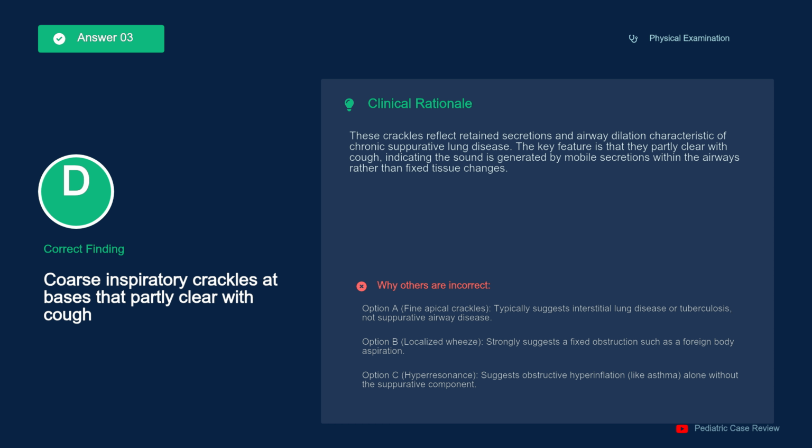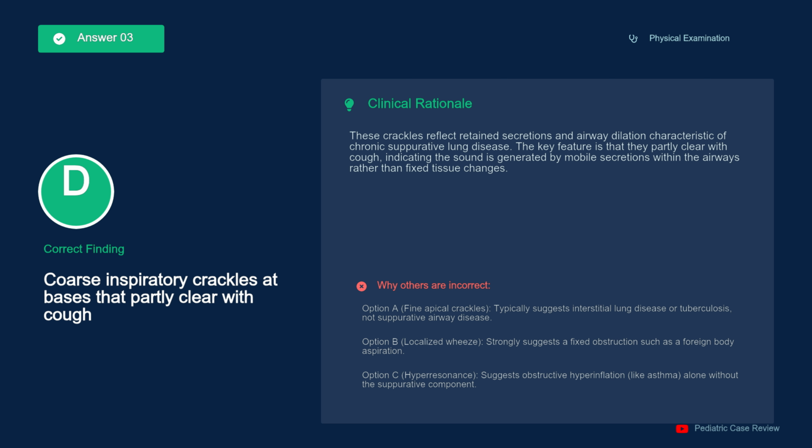The correct answer is D, coarse inspiratory crackles at the bases that partly clear with cough. These crackles reflect retained secretions and airway dilation characteristic of chronic suppurative lung disease and bronchiectasis. The coarse quality indicates larger airway involvement, and partial clearing with cough demonstrates mobile secretions. Basal predominance is typical due to gravitational effects.